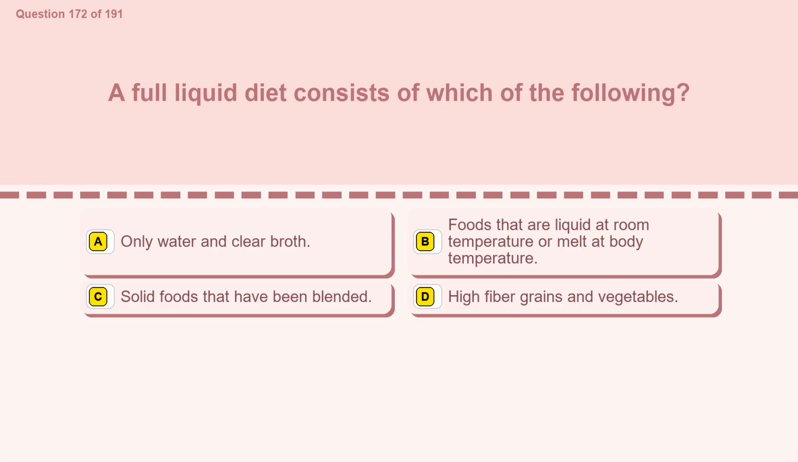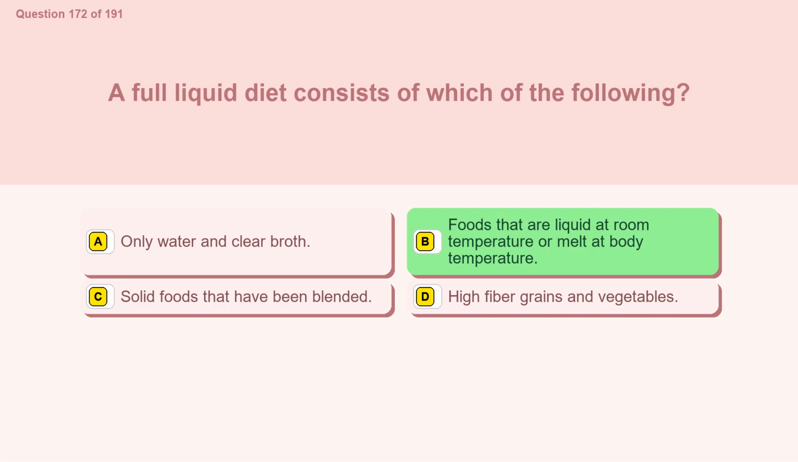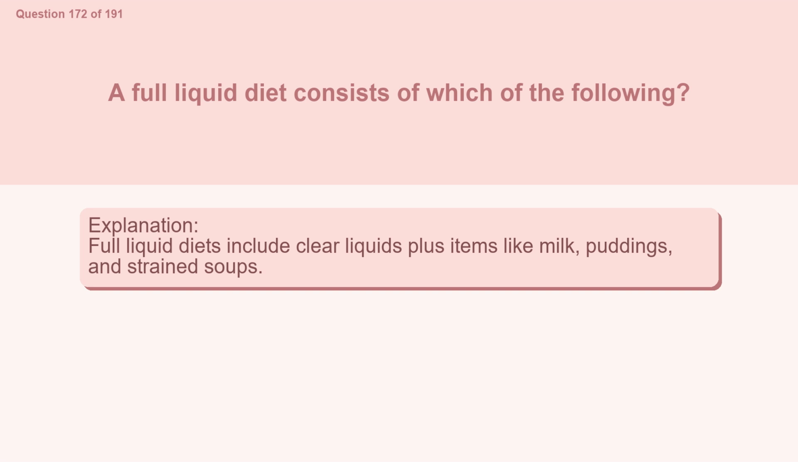Question 172. A full liquid diet consists of which of the following? Option A, only water and clear broth. Option B, foods that are liquid at room temperature or melt at body temperature. Option C, solid foods that have been blended. Option D, high fiber grains and vegetables. The correct answer is option B, foods that are liquid at room temperature or melt at body temperature. Full liquid diets include clear liquids plus items like milk, puddings, and strained soups.